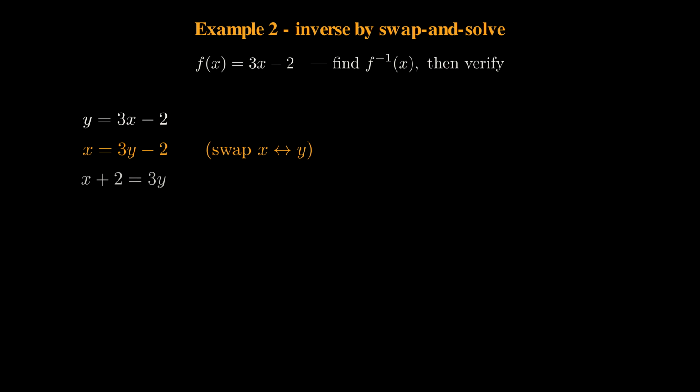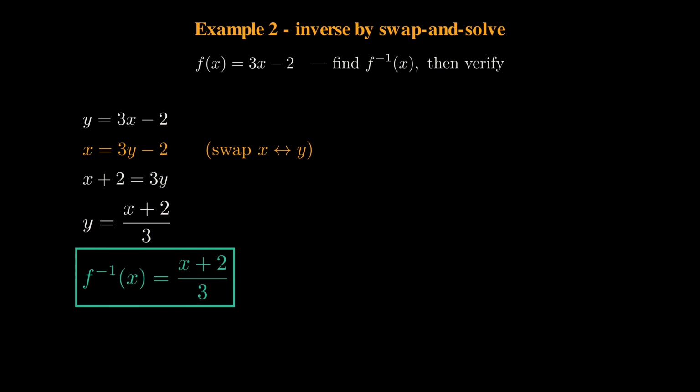Add 2 to both sides. x plus 2 equals 3y. Divide by 3. y equals x plus 2, all over 3. That is the inverse. f inverse of x equals x plus 2 over 3. Never trust an inverse without checking it. And the check is a composition.